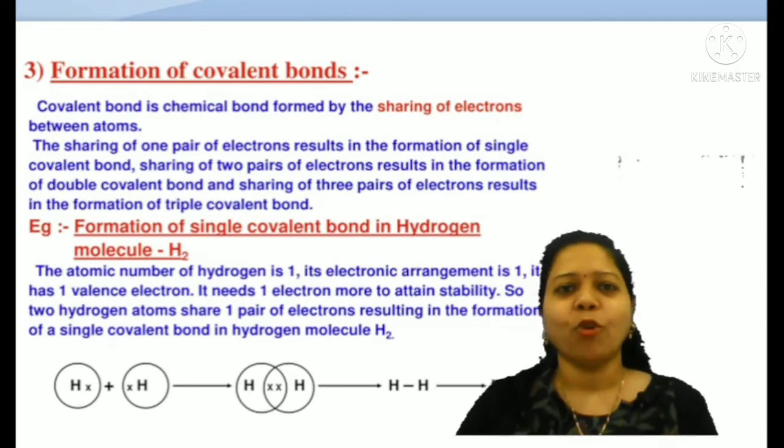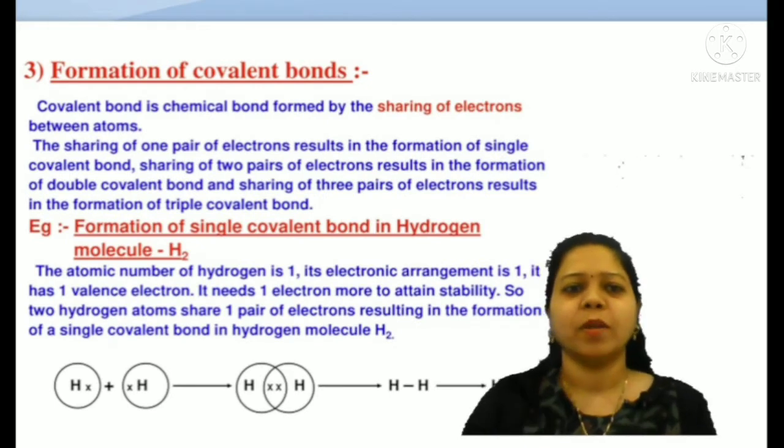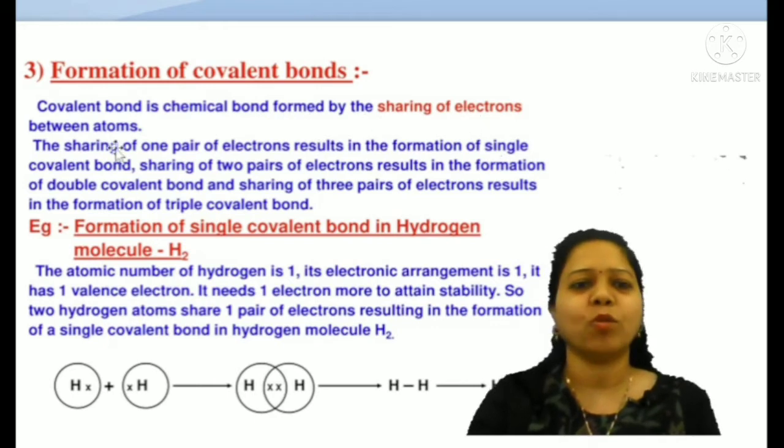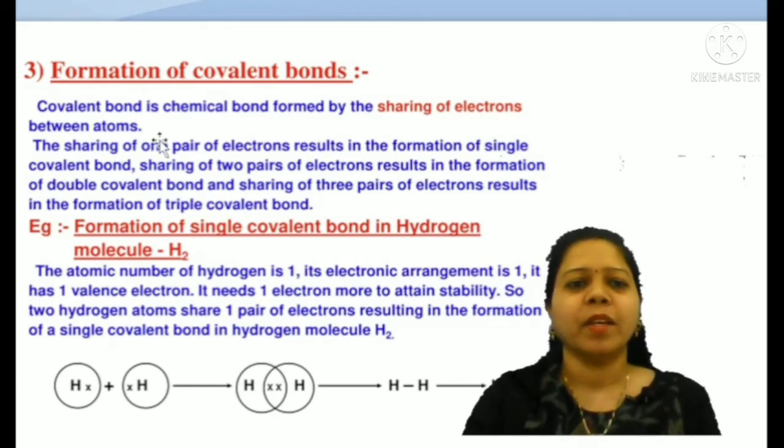Next we'll see the formation of covalent bonds. A covalent bond is a chemical bond formed by sharing of electrons between atoms. The sharing of one pair of electrons results in the formation of a single covalent bond. Sharing of 2 pairs of electrons results in the formation of a double covalent bond, and the sharing of 3 pairs of electrons results in the formation of a triple covalent bond.